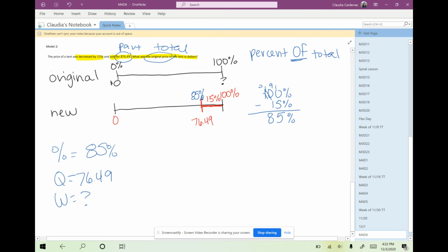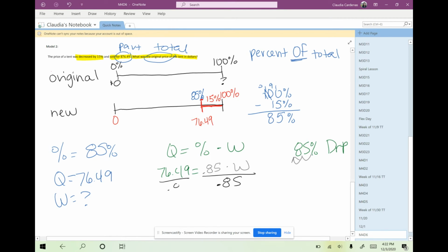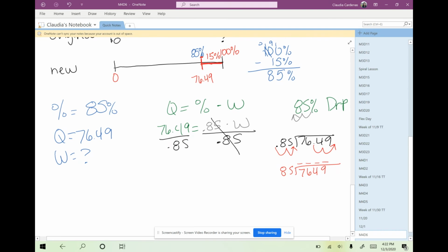Okay, so once again, let's use our equation. Quantity equals percent times whole. And we have 76.49 equals, remembering to use Dr. P to convert our percent to a decimal. So that's 0.85 times the whole amount. Since we don't know what the whole amount is, we need to divide using bow ties. So we have 0.85 and 76.49, but we never divide by decimals. So let's move it over 2 times, which gets us 85 into 76.49, getting ready to draw out our seats.